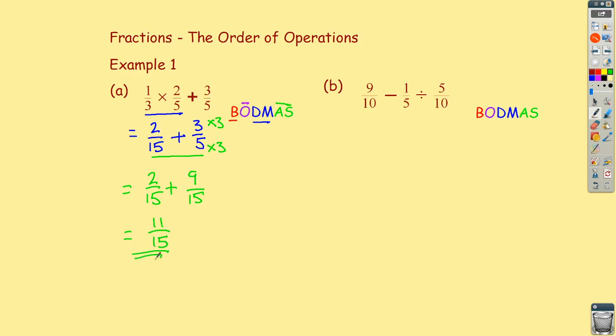And that's us done, okay? And that's all that's really involved in this. It's just making sure you know to choose what sum to do in the right order. It does get a little bit trickier, but this is it for the most part in the simplest questions.